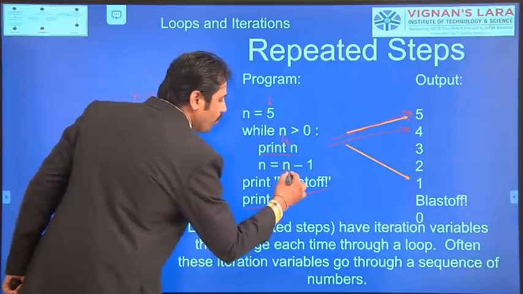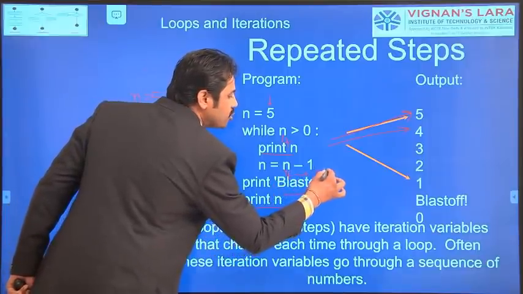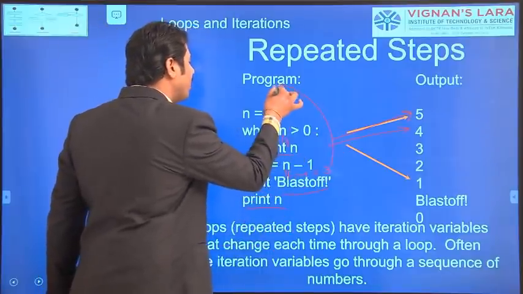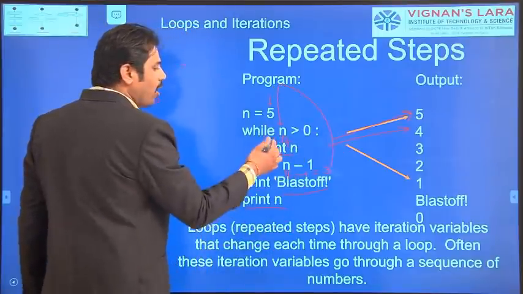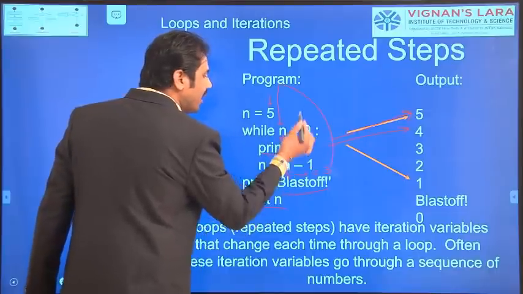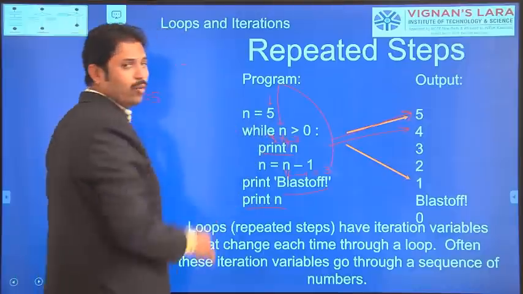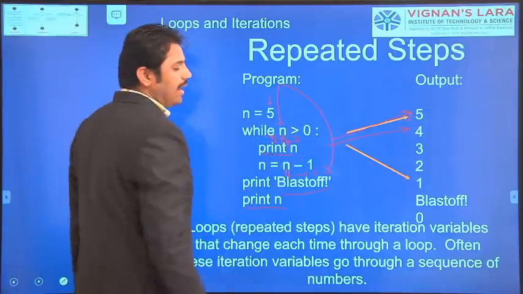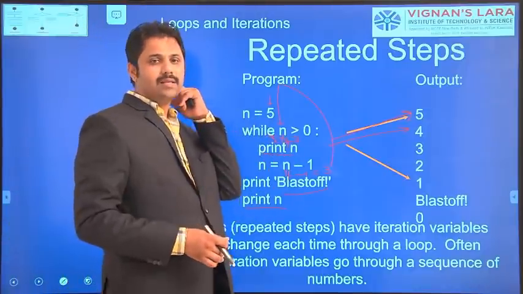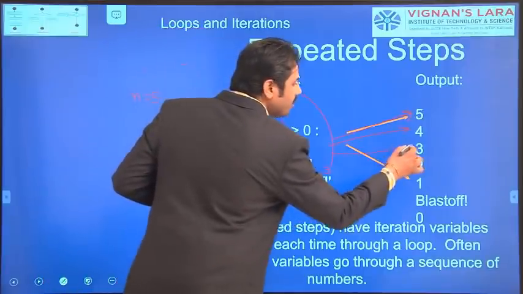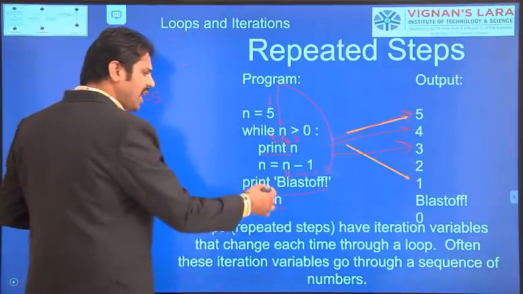N is 4. 4 minus 1 equals 3. Again check the condition. Go here, and now it is 3. So 5 is done, 4 is done, and now 3. Print n. N is now 3, so it's going to print 3 like this.